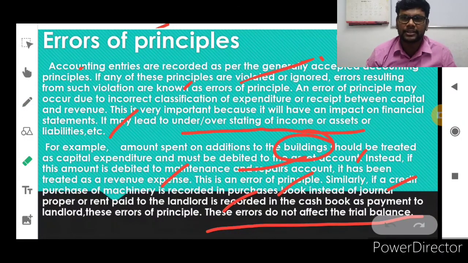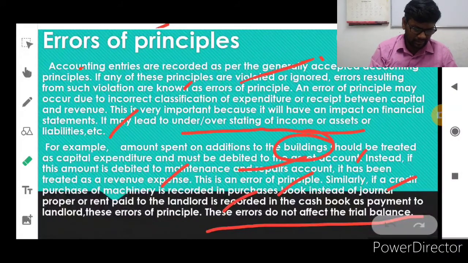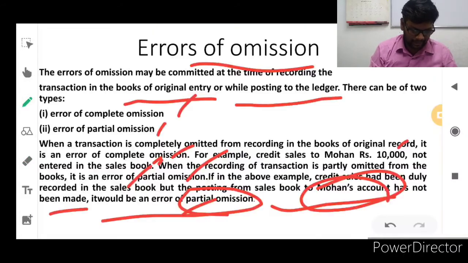Generally accepted accounting principles: if the transaction is not following the golden rules, that is an error of principle. And the next one is errors of omission. Partial omission and full omission. Complete omission means we fail to enter it completely, in the subsidiary book and even the transfer entry to the ledger or trial balance. But partial omission means we entered it in one account but failed to enter it in another account. That is partial omission. Definitely this will affect the trial balance.